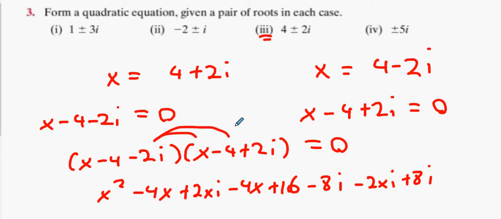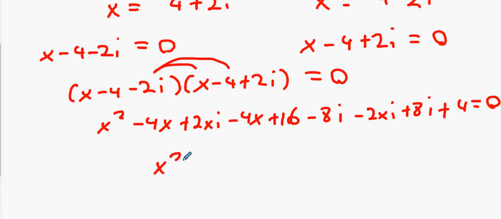And what's 4i squared? Minus 4i squared. And what's minus 4i squared? Plus 4. If you've done this correctly, all the i values have to cancel. So what's left then? Minus 8x plus 20. Yeah, and you're done. All the i's cancel. And we were expecting all the i's to cancel, weren't we? Because they're in conjugate pairs.